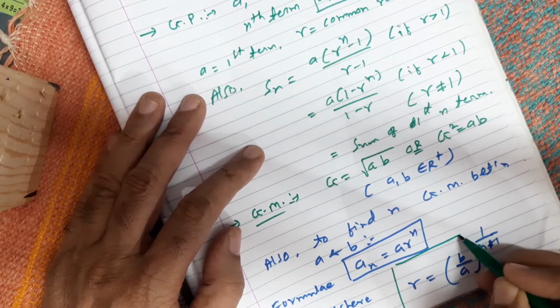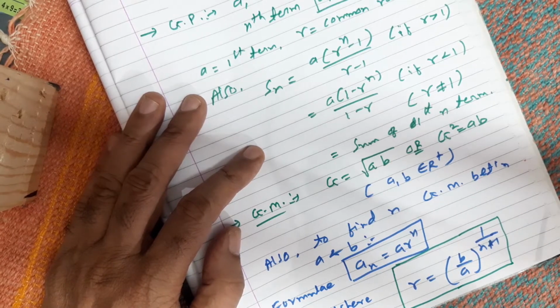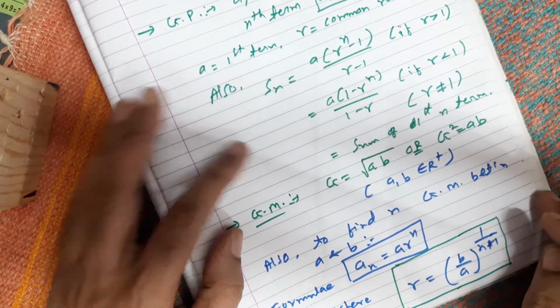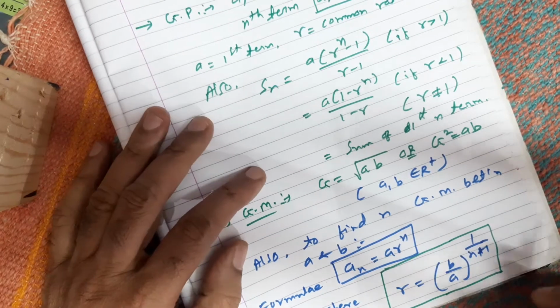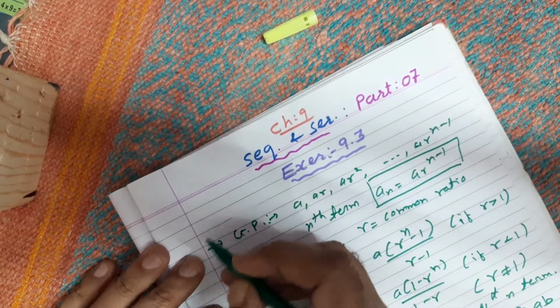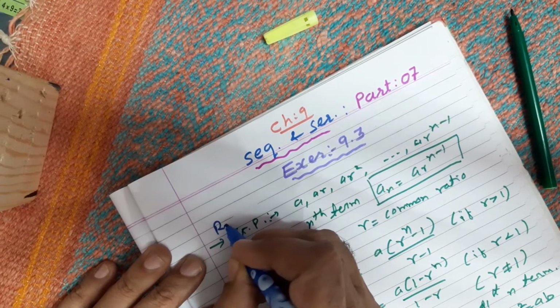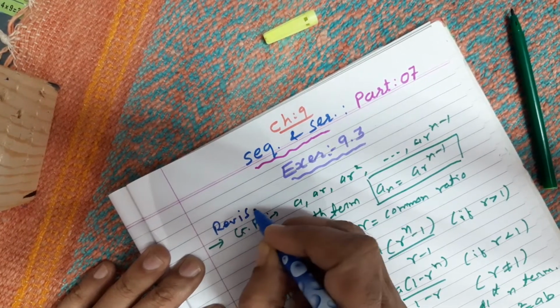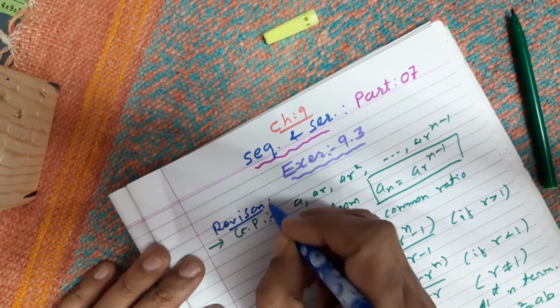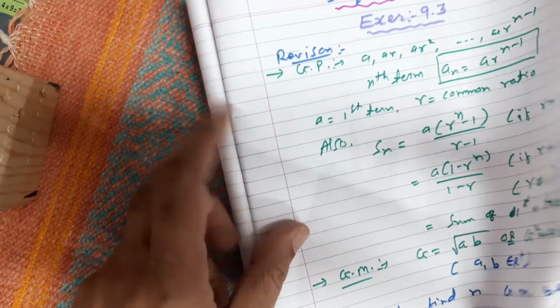Okay, clear, friends? Right? So the whole theory part that we studied in the last lecture, I have revised and given to you on one page. This is the revision of the last lecture. And now, after revision, I am beginning with exercise 9.3.